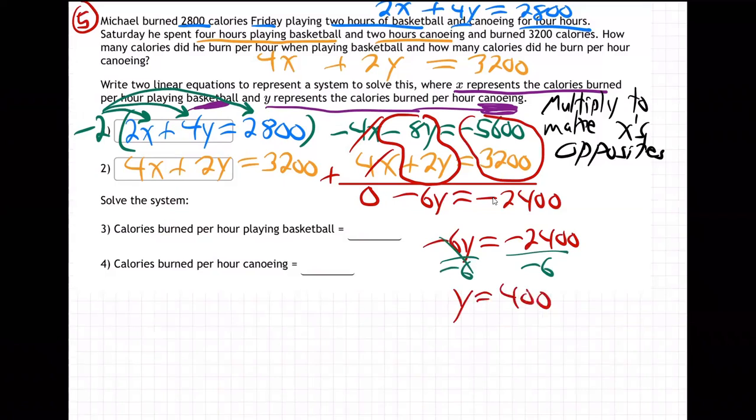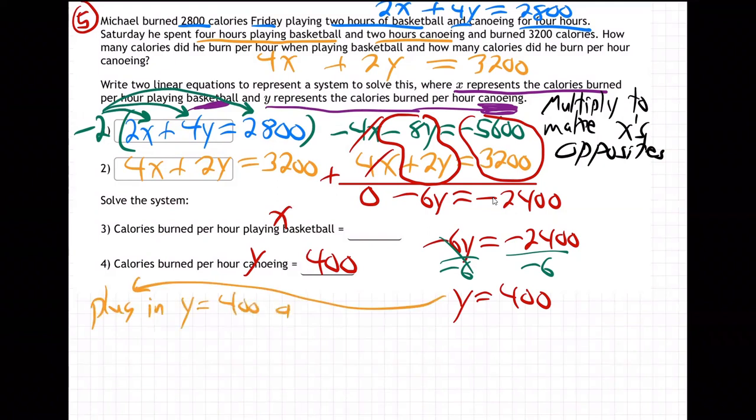Y is 400. Now, what is y again? Y is the canoeing. So that goes right here. This is y, and this is x. So y is 400. So we got y. And then once you get one answer, just plug it in. Plug in y equals 400 anywhere you want, basically. Get the other one. So I'll just grab this top equation, I guess, or the bottom, whatever. I'll just grab this one.